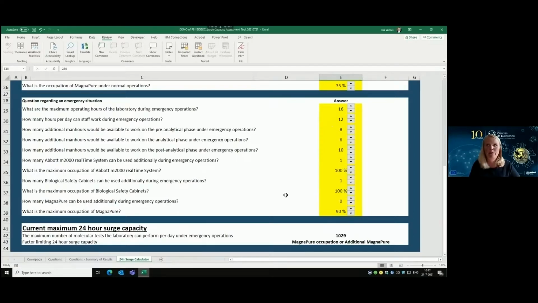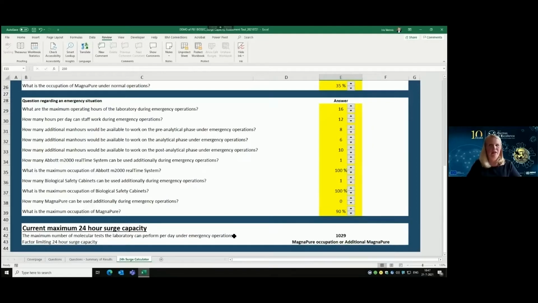But if we change around with these numbers, say for example, it would be possible to add another Abbott real-time system, because sorry, I said the wrong thing. Here we have 1,000, and then the factor limiting the 24 hours search capacity is the Abbott M2000 real-time system. Say if we add another, we see that it goes up, but then there's another limiting factor.